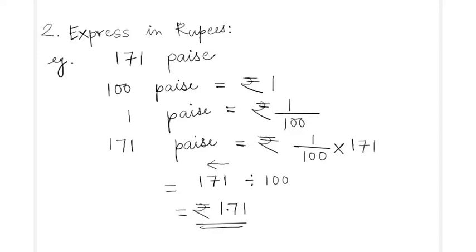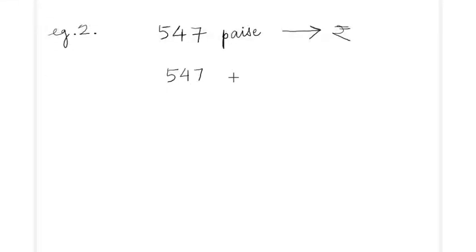So similarly, example number 2, if we have 547 paise, for example. You need to express it as rupees. Then simply 547 will be divided by 100. So the answer that you will get is 547. The decimal is over here. If there is no decimal, it means the decimal point is at the end of the number. So two places towards the left, 1 and 2. So this should be the decimal. So rupees 5.47 will be the required answer. So this is how we express in rupees.